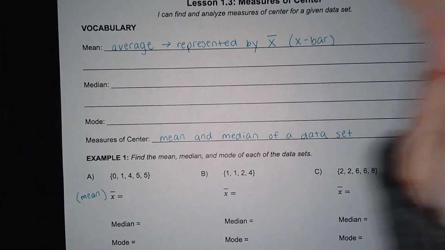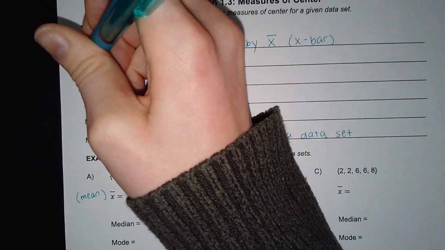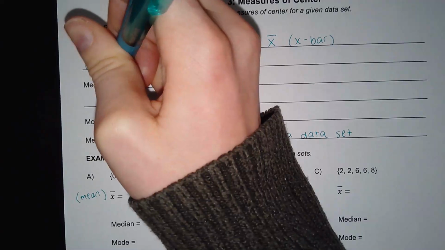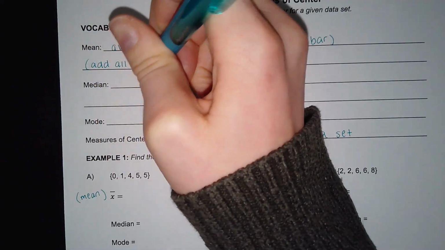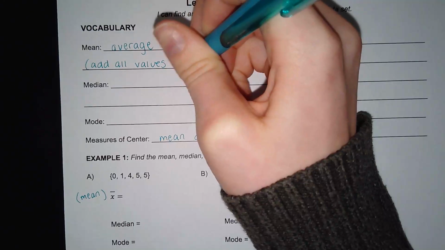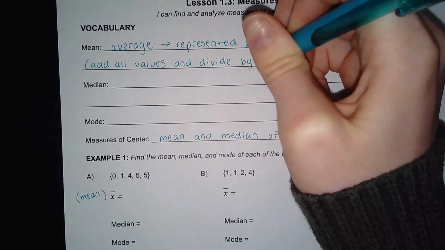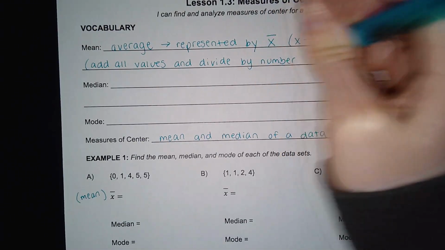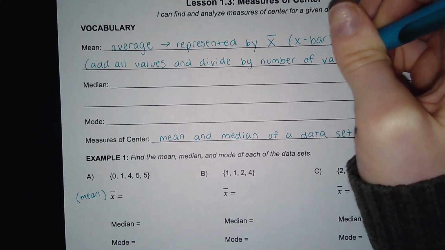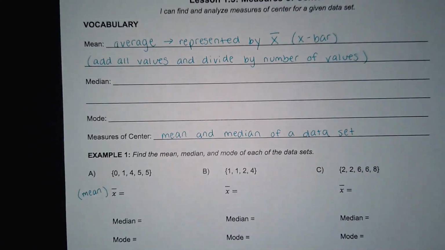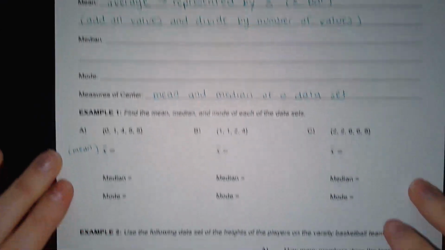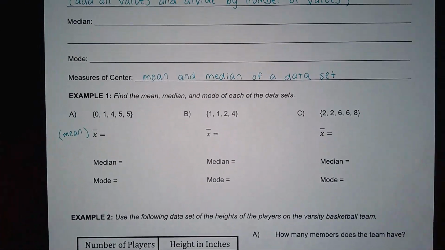Now, the way that we calculate the mean or the average is we add all the values together and then divide by the number of values. So we'll add up all the numbers and then divide by how many numbers we have. So we'll go ahead and find the mean for each of these data sets down here before we jump into our other measures of center.